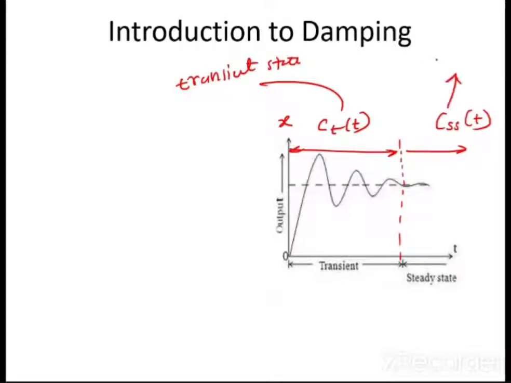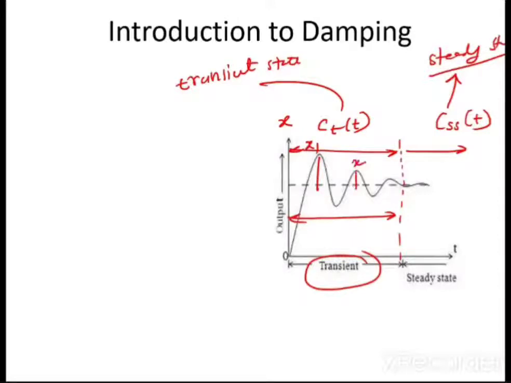This CSS of state is nothing but a steady state phase. Steady state phase. Okay. Now basically, what is transient phase? What happens in this transient phase? In this transient phase, you can see that initially the output amplitude was maximum and the amplitude goes on decreasing, and finally the system reaches the steady state.